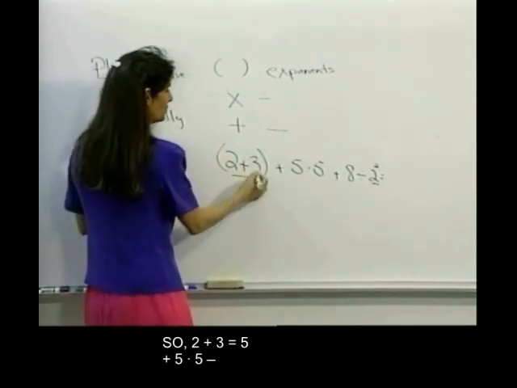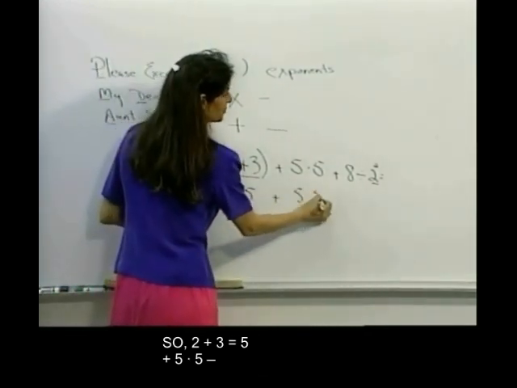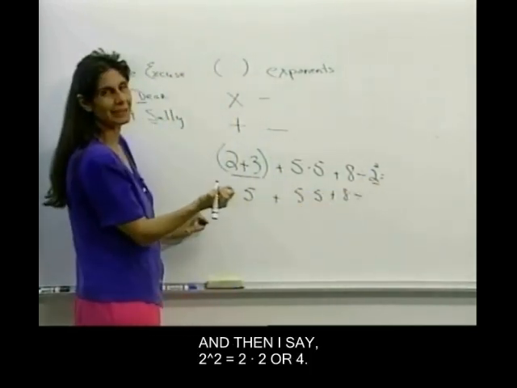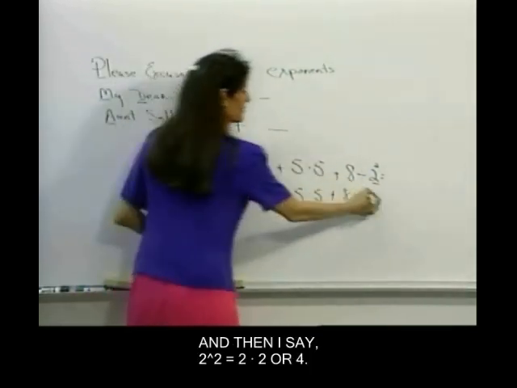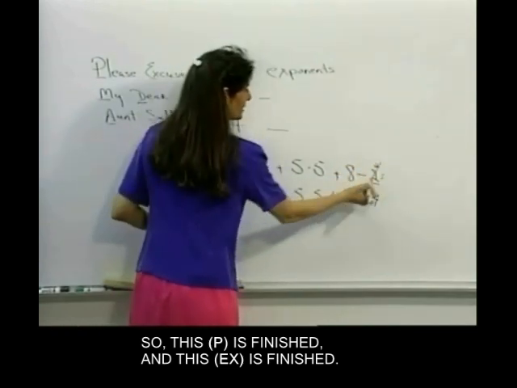So 2 plus 3 is 5. Plus 5 times 5, I just bring everything else down. And then I say 2 to the second power is 2 times 2, or 4. So this is finished, and this is finished.